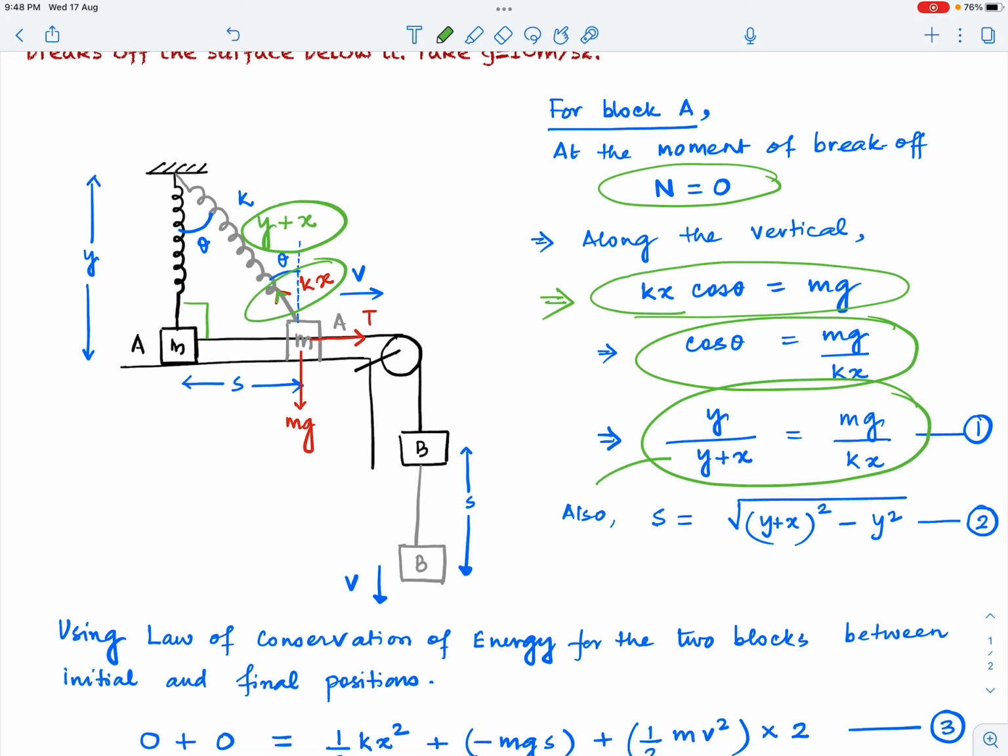So, cos theta can be written like this, and using this equation we can find out the value of x, because if you see here we know everything else except for x. Once the value of x is known, we can substitute this value here to get the value of s.